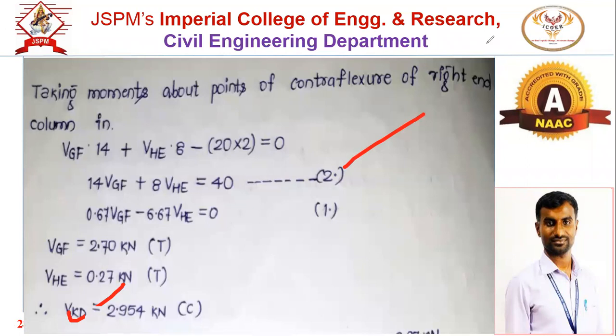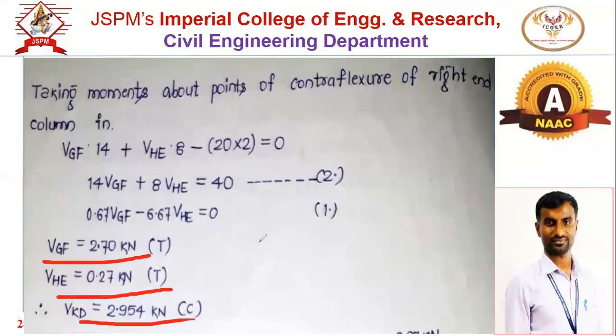Do you understand? Initially use the proportion, that is the third assumption. Next, taking the moment about the point of inflection of the right end column. Okay, we have to take the moment for the right end column. So if you take the moment, you will get the second condition. So use those two conditions to get the axial forces.